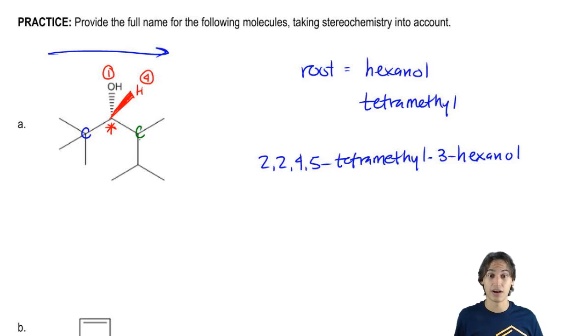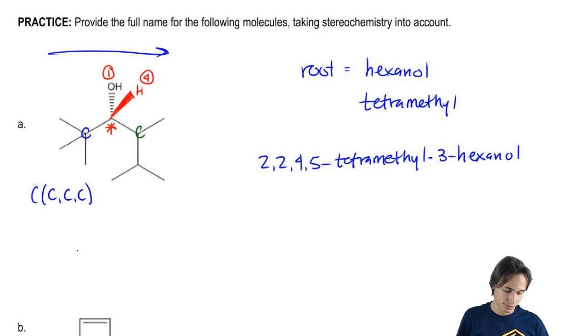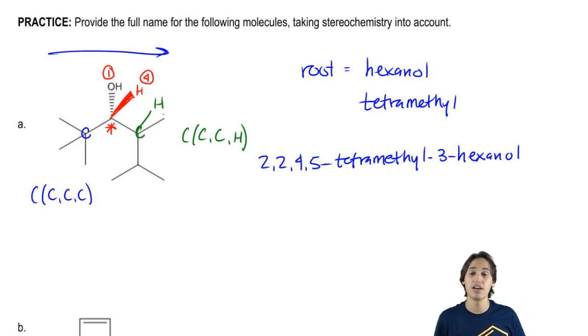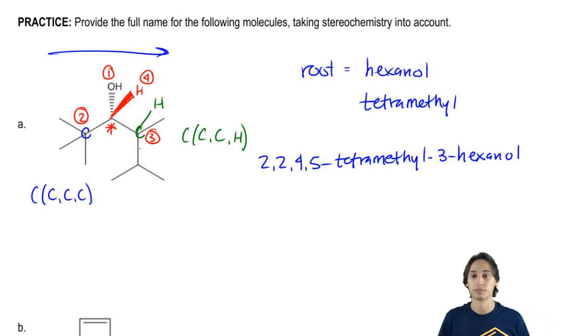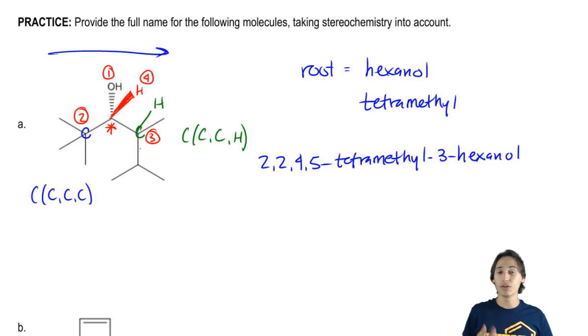And what we would find out is that this C, if I were to go ahead and say what it's attached to, is attached to 3 C's. Whereas this one over here is attached to only 2 C's and then an H, because it has an H coming off of it. Okay, which one's going to win? This one's going to win and get the 2, and this one's going to lose and get the 3.